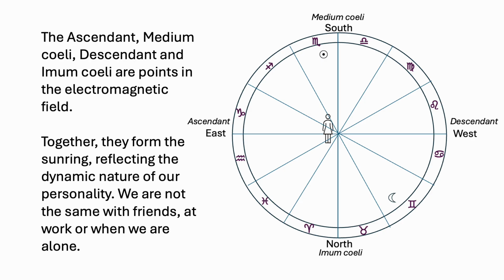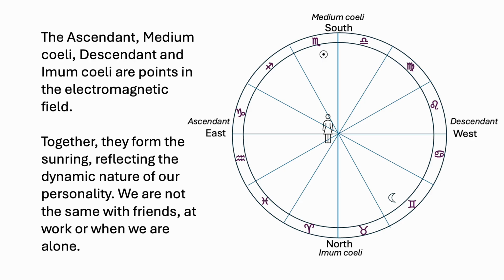Medium Coeli, the point to the south in the birth chart, is the part of our personality that is mostly visible in a broader societal context, our most adult self. The descendant is the part of our personality that comes forth when we are alone, a part of our personality that others seldom see, except for those closest to us. Imum Coeli is the part of our personality that is mostly visible when we are children, but that is rarely noticeable after the age of 30.